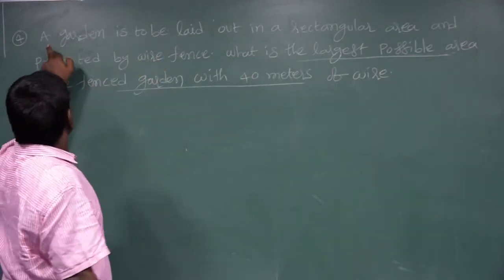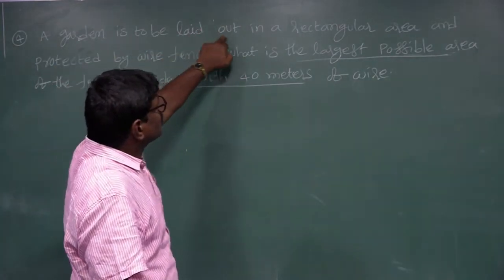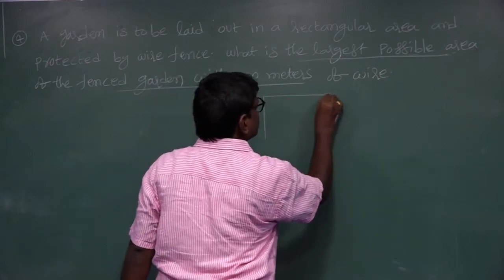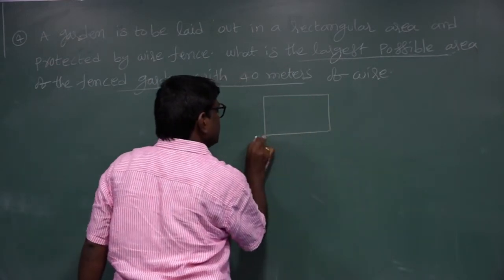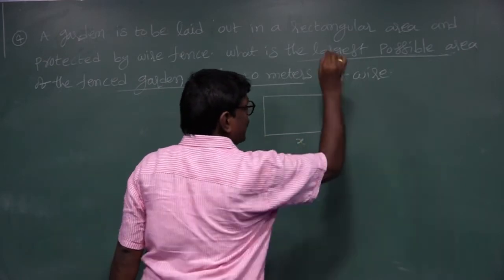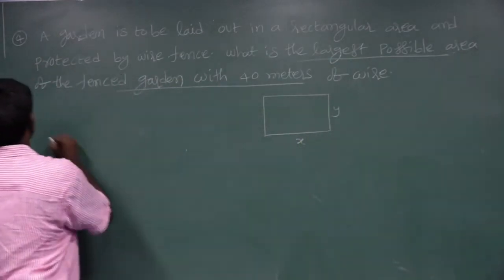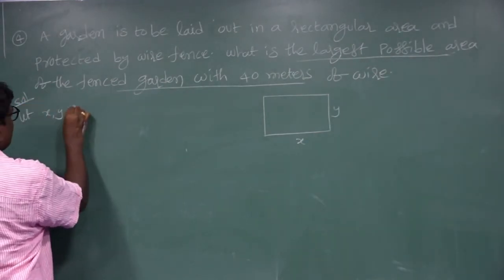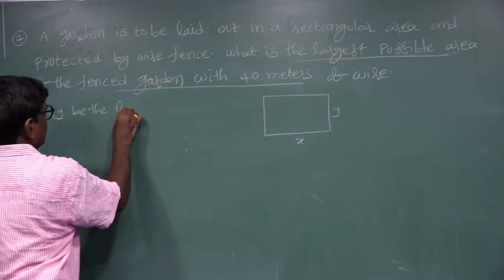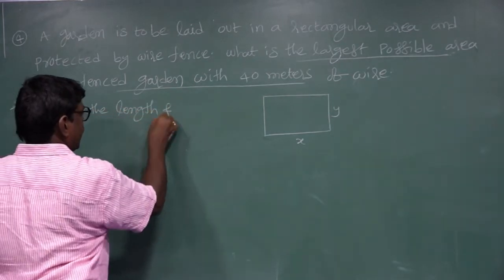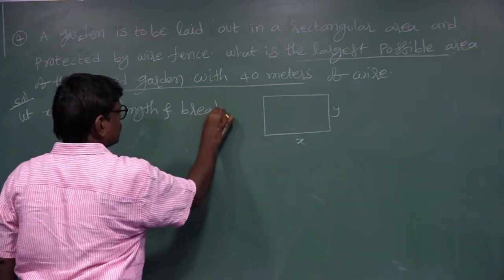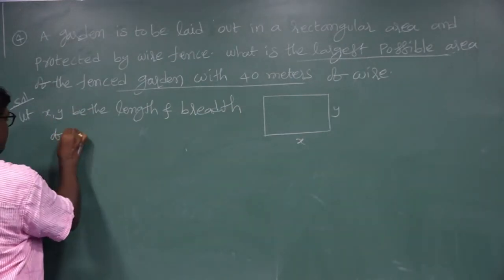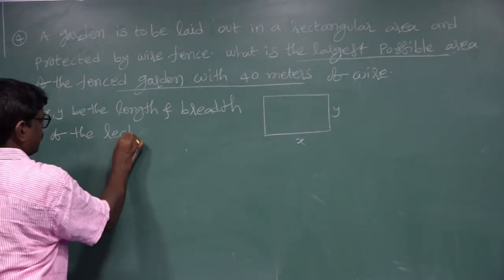A garden is to be laid out. Suppose in this garden, this length is x, breadth is y. Solution: let x, y be the length and breadth of the rectangle.